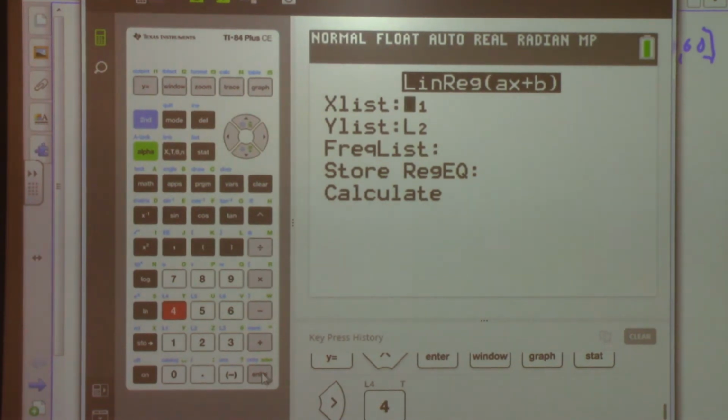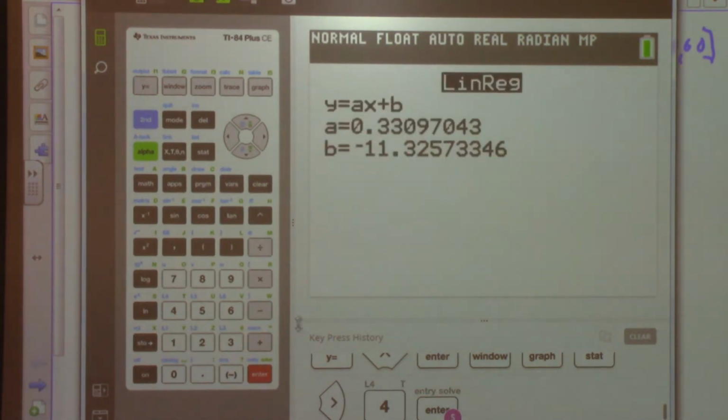And then what you'll do is you'll go down and press enter down here until you get to calculate. See that? And then press one more time and get your linear regression equation. Do you have that? Yes. Is anybody not here? Anybody not here? Okay, what I want you to do is write down your equation on your paper.